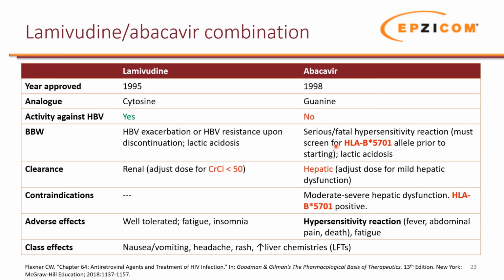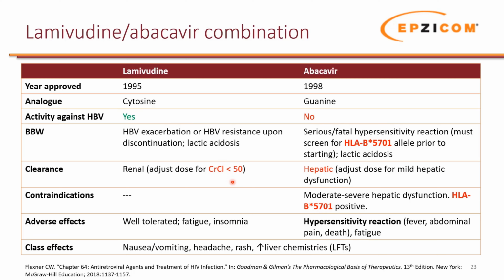Now, all NRTIs are renally cleared except abacavir. So abacavir is actually cleared hepatically, so you may need to dose adjust it in patients with mild hepatic dysfunction, whereas all other NRTIs actually need to be renally adjusted. So, for example, for lamivudine, the creatinine clearance cutoff is 50.